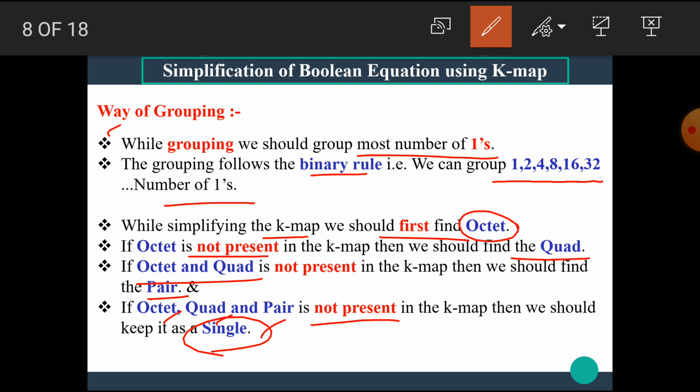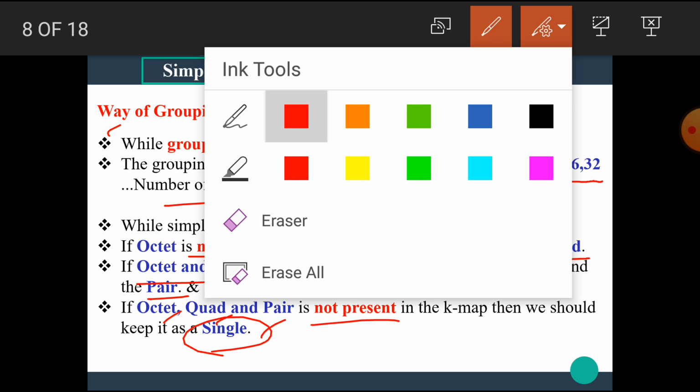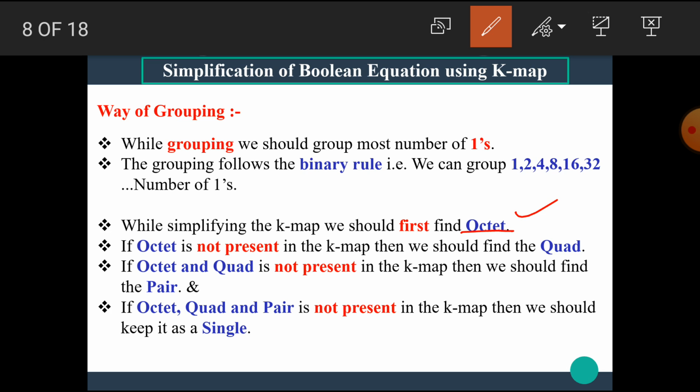That means in a Kmap, we have to first find the octet. Octet means the group of 8 adjacent ones. Then if the octet is not present, then we have to find the quad. Here the quad means the group of 4 adjacent ones. If the octet and quad are not present, then we have to find the pair. The pair means 2 adjacent ones, and if octet, quad and pair are not available, then we have to keep it as a single.